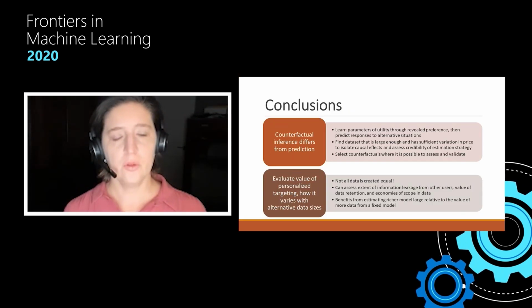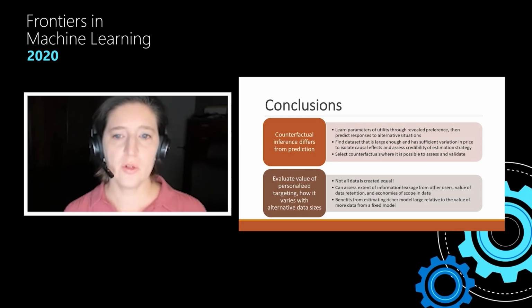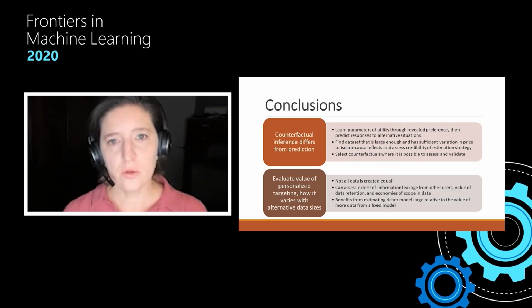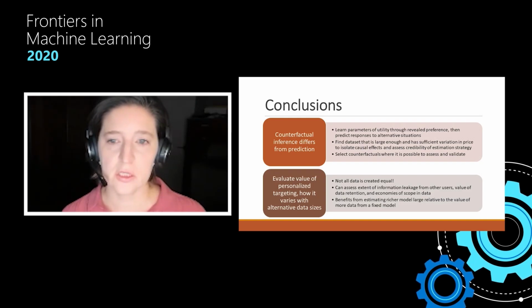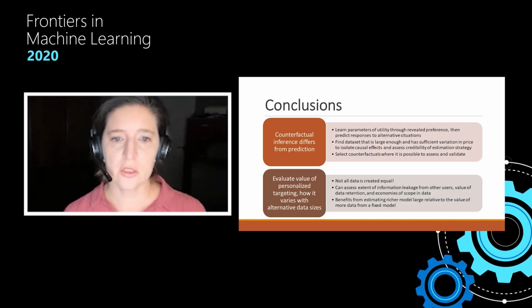So to conclude, the approach that I've outlined is to try to learn parameters of consumers' utility through revealed preference. That is, use the choices that consumers make to learn about their preferences about product characteristics and prices, and then predict their responses to alternative situations.